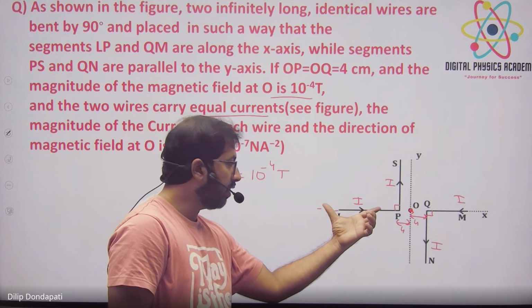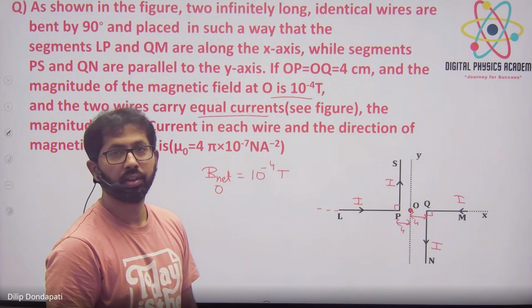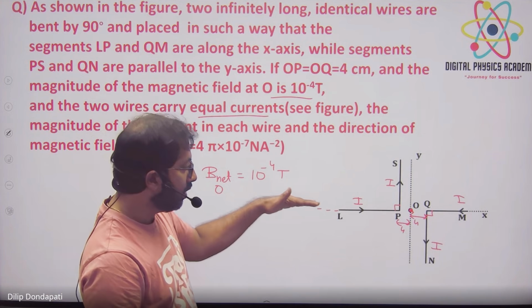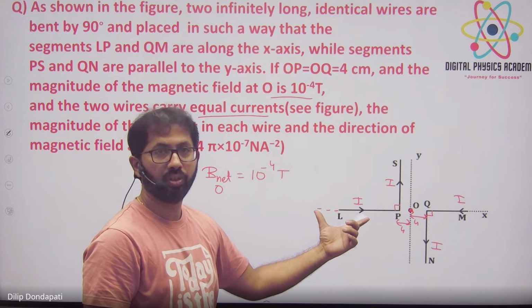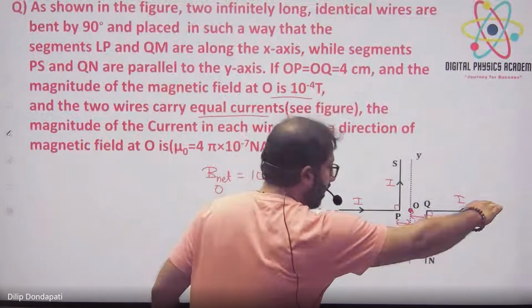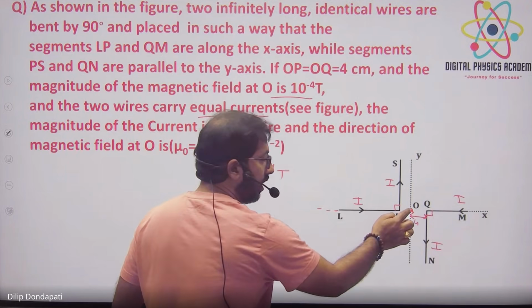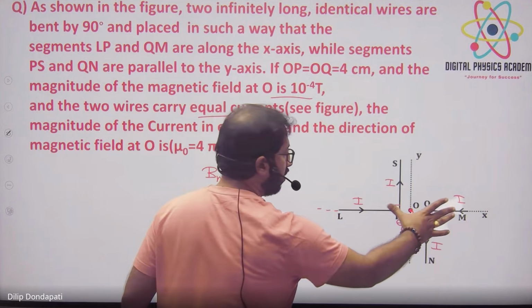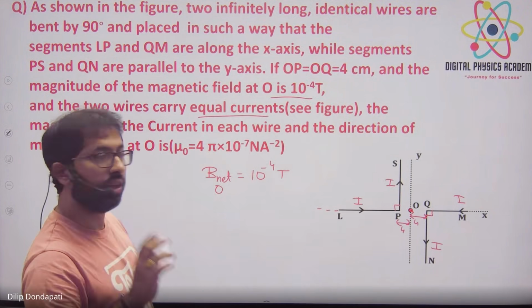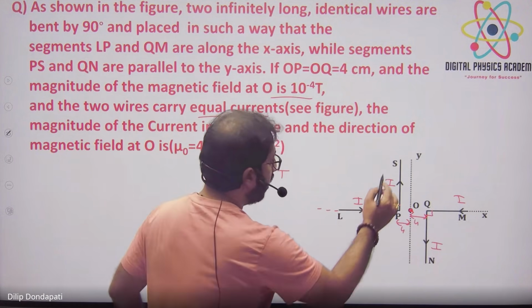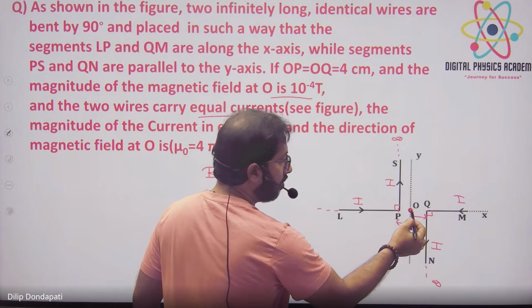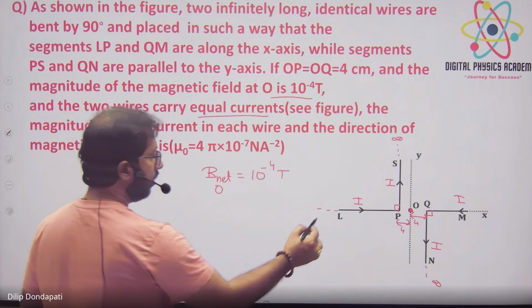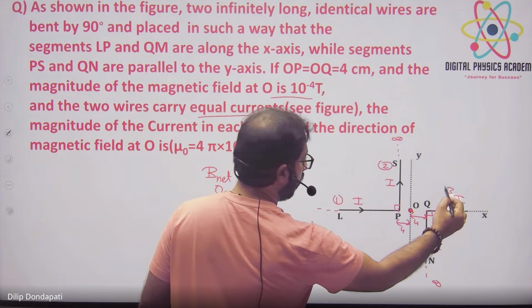Because of this current carrying wire, what is the magnetic field at this point? How much? Mu naught by 4 pi into I? No. This current carrying wire is along the axis of the point, so the magnetic field is 0. Similarly, this current carrying wire is also along the axis of the point where you are trying to find the field. So the magnetic field due to it is 0. That means you are left with only 2 wires, this wire and this wire. And this is a semi-infinite wire, and this also is a semi-infinite wire. He is trying to find the magnetic field at this point.